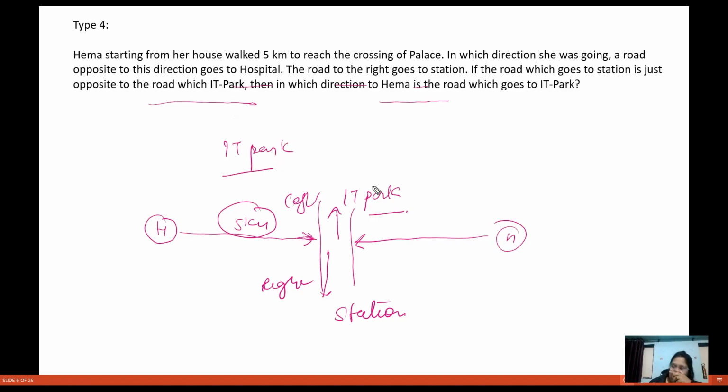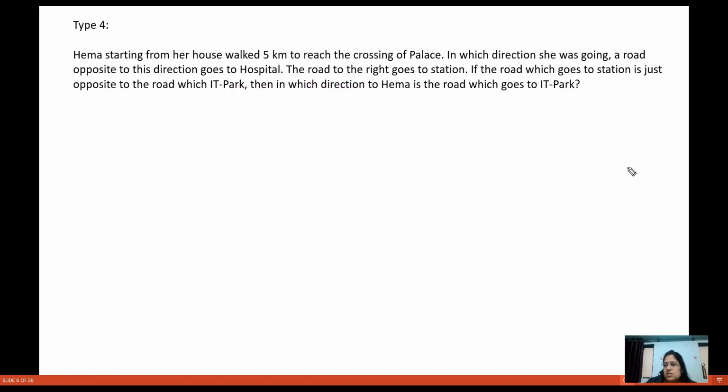So IT Park is left of Hema. And see, if we don't draw this, it is saying the road to the right goes to the station. Then it is saying that if the road which goes to the station is just opposite to the road of IT Park, so this goes to the station, and just opposite to the station it goes to IT Park. So if the station is at right, then opposite to right is left. So IT Park will be left. So we don't even need to solve this. It is that simple.